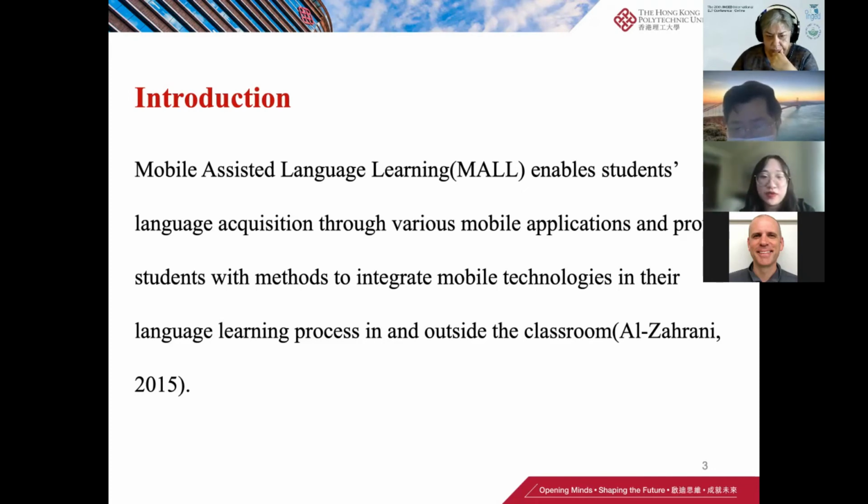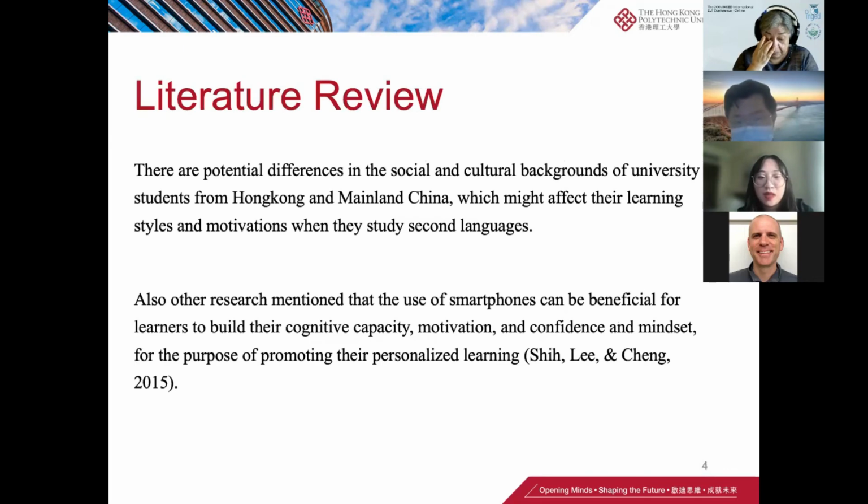University students are mostly passionate mobile phone users and are heavily engaged with digital devices in learning and non-learning related activities. The distracting influence of technologies on learning is worthy of exploring from the individual, social, and learning perspectives. And there are potential differences in the social and cultural backgrounds of university students from Hong Kong and mainland China, which might affect their learning styles and motivations when they study a second language.